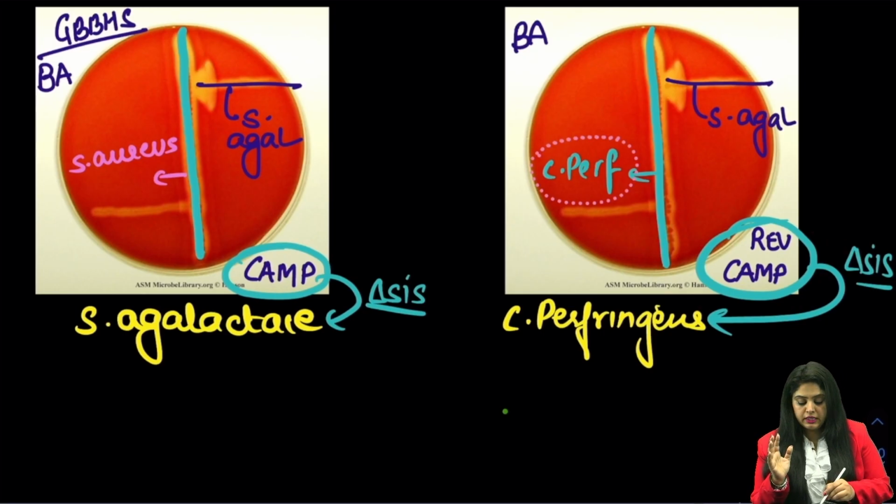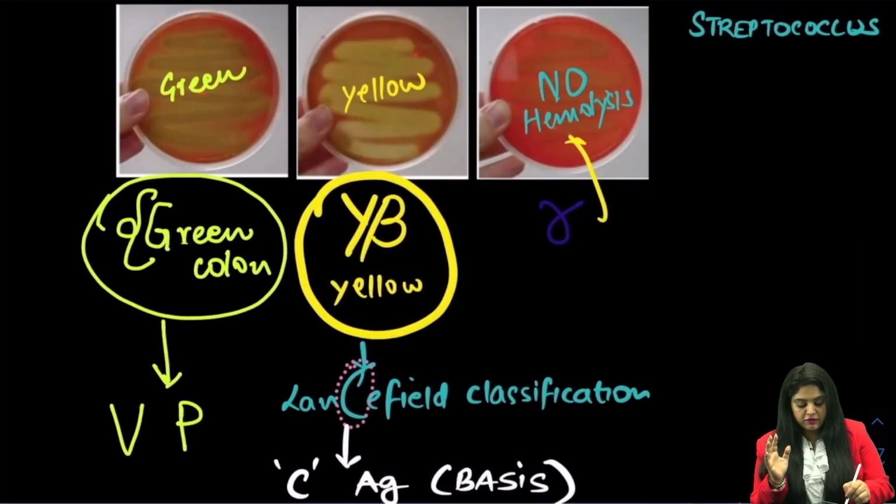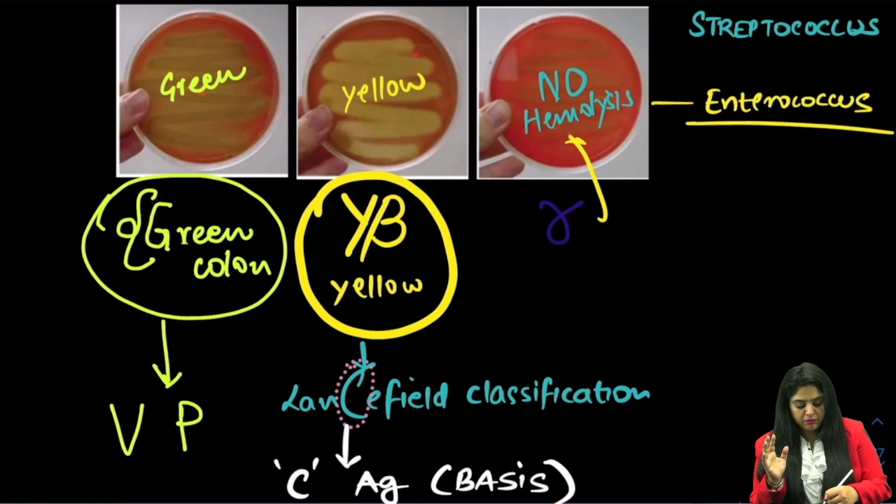Group B beta hemolytic done. So basically, what is left now? We are just left with this gamma. What is going to come under this gamma? This gamma is going to include Enterococcus, and a very simple question comes related to Enterococcus.